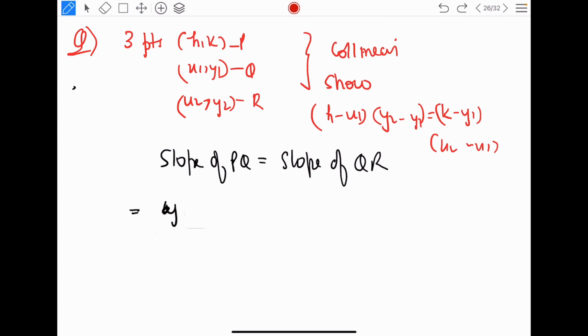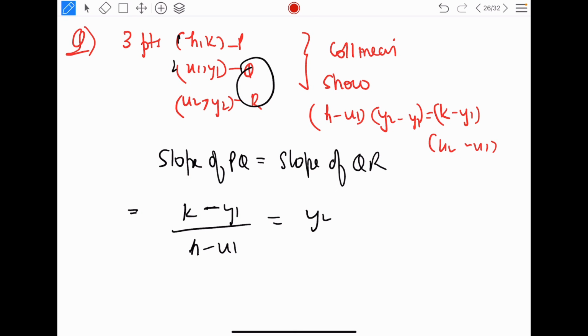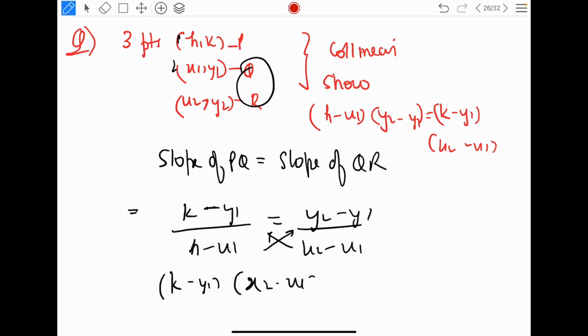Because k minus y1 form we have to take, no? So we will take this one as the first point, this as the second point. K minus y1, because the question asks in the form of k minus y1, otherwise it doesn't matter, is equal to h minus x1. This is equal to the slope of this line. Slope of these two will be again y2 minus y1 upon x2 minus x1. Cross multiply: k minus y1 into x2 minus x1 is equal to y2 minus y1 into h minus x1. That's it. Hence proved.